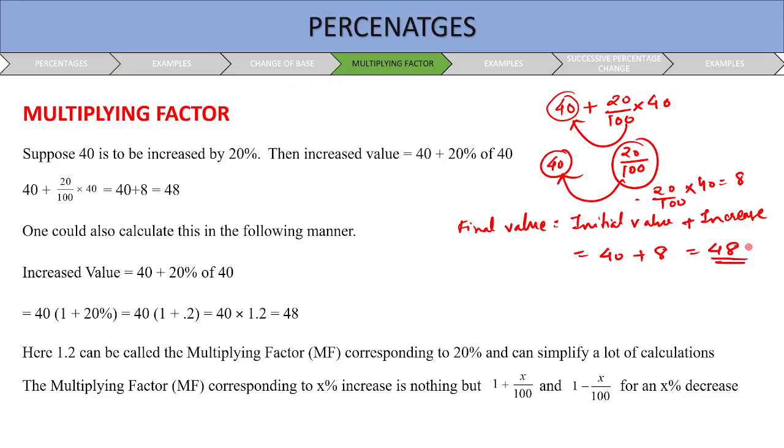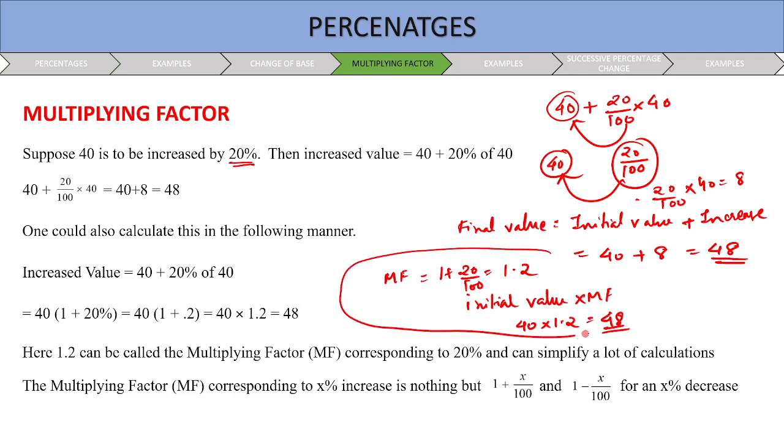Now, rather than doing all this in the formula way, what you can easily do is, since you know that your value is increasing by 20%, you take the multiplying factor as 1 plus 20 by 100, which is 1.2. And you multiply your initial value with your multiplying factor, which is 40 into 1.2, and that gives you 48. So that's all you can do to save your time. Whenever there is an increase, just take one, put this 20 percentage in its form, and then you will get the value.